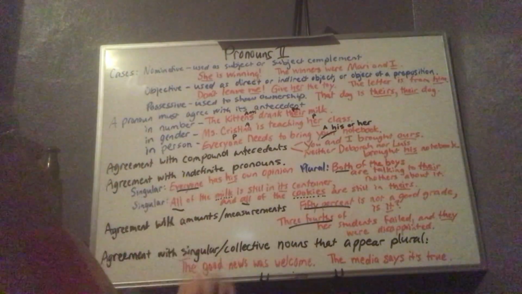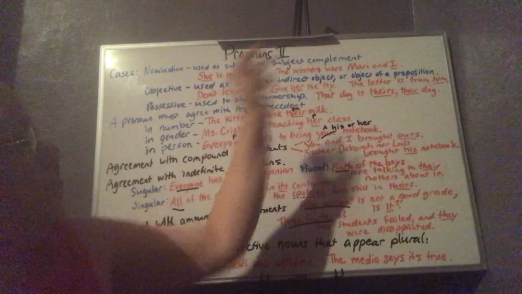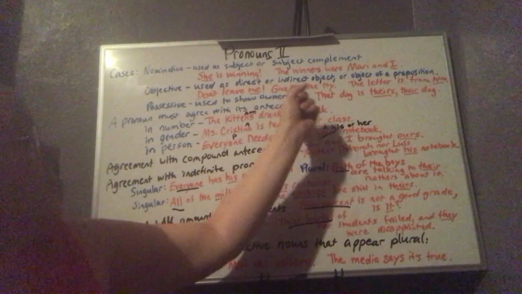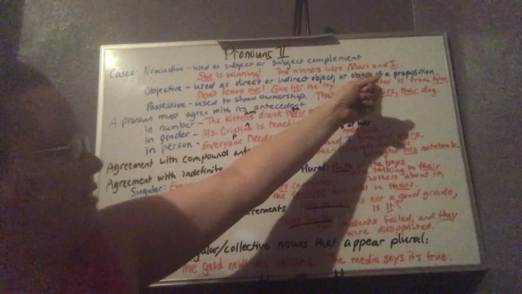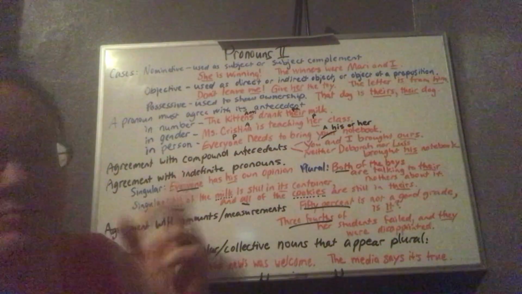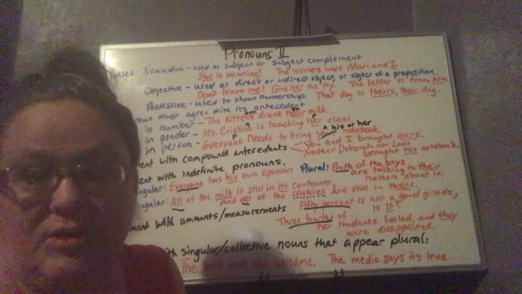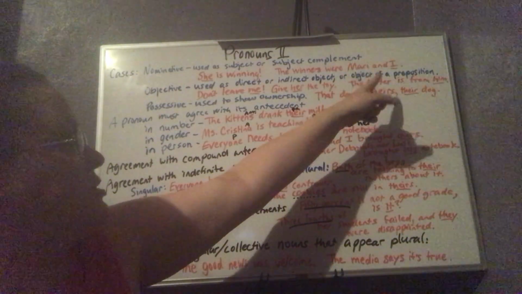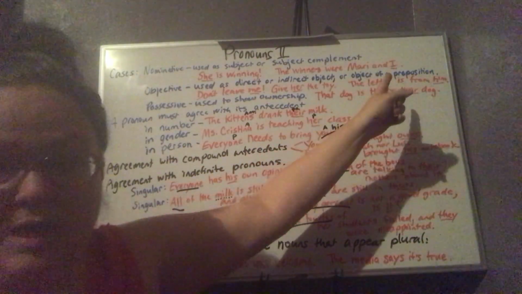So nominatives are used as subjects or subject complements. For example, she is winning, the subject of the sentence, she. Or the winners were Mari and I. And so it's not Mari and me, because instead of being a direct object, that is a predicate nominative. So that's how we know to put I and not me.